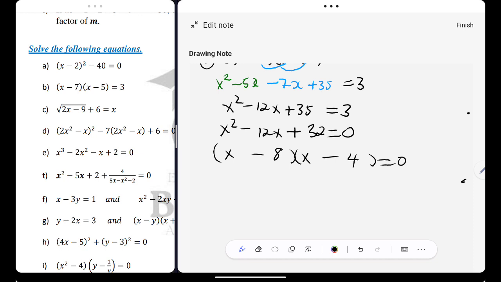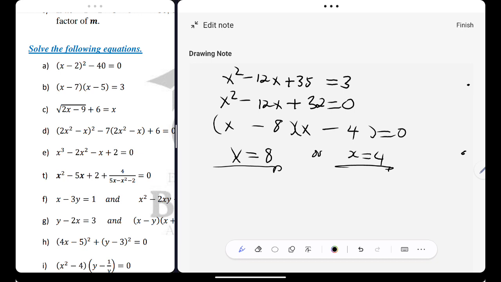Please go check the first lesson if you're struggling with factorizing together, because I believe I explained everything there. Please go and check the first video. And if I have two things multiplied and the answer is 0, it simply means x is equal to 8 or x is 4. Just like that.